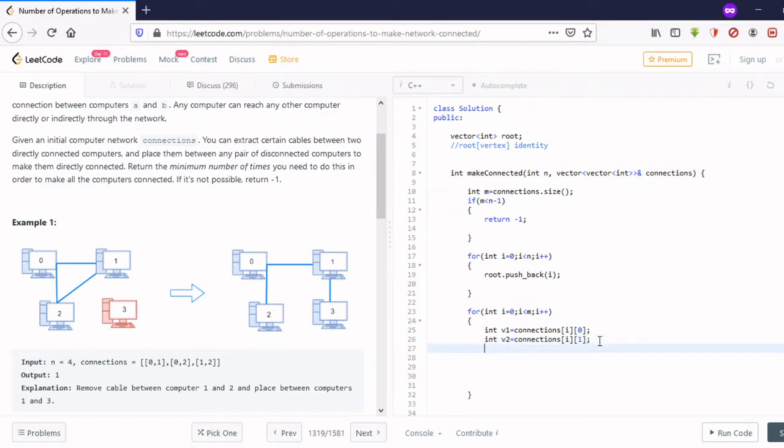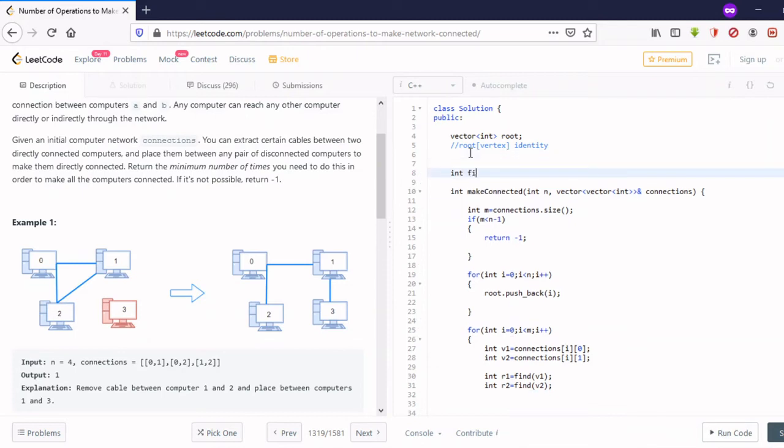So now we got our two vertices which are connected through this edge. So our task is to make these two vertices belong to the same connected component. So basically what we are going to do is find the roots of these two vertices. Let's term them as R1, which is equal to root of vertex V1, and R2, which is root of vertex V2, and write the following function, find.